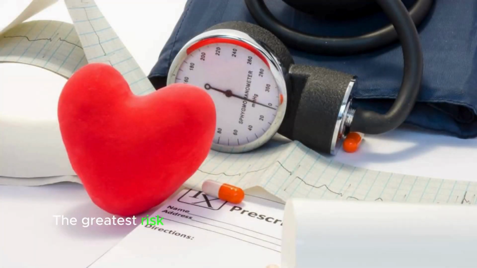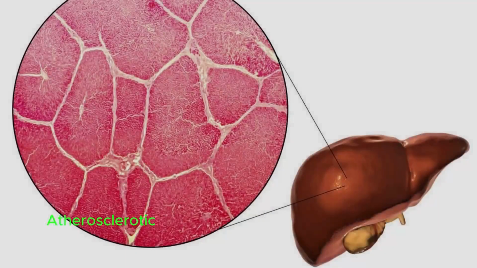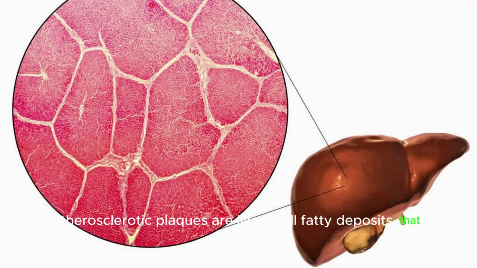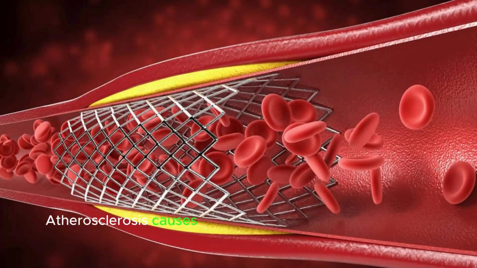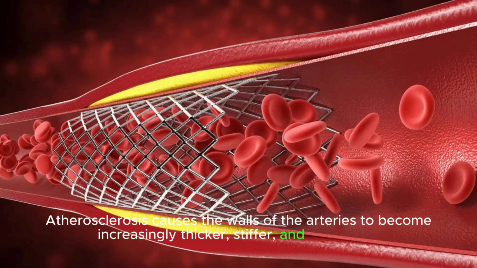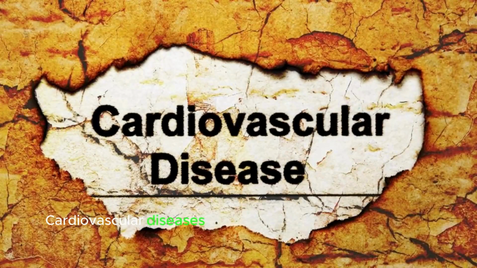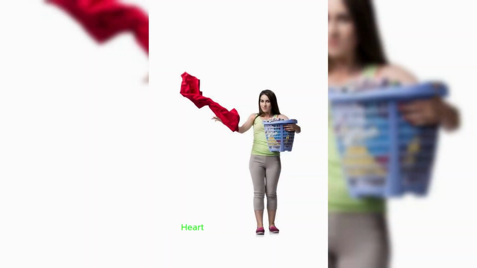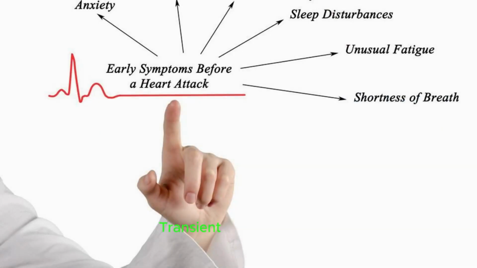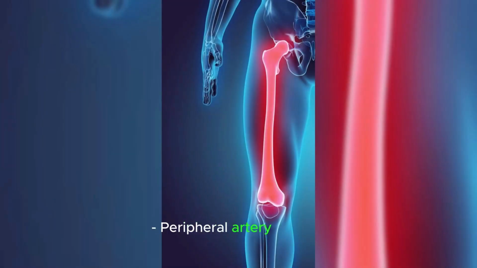The greatest risk associated with high blood pressure is cardiovascular disease, including heart disease, or the entire blood vessel system caused by atherosclerosis. Atherosclerotic plaques are like small fatty deposits that form between the layers of the blood vessel artery walls. Atherosclerosis causes the walls of the arteries to become increasingly thicker, stiffer, and less elastic. Cardiovascular diseases caused by atherosclerosis: angina pectoris, heart attack, stroke, transient ischemic attack, peripheral artery disease.